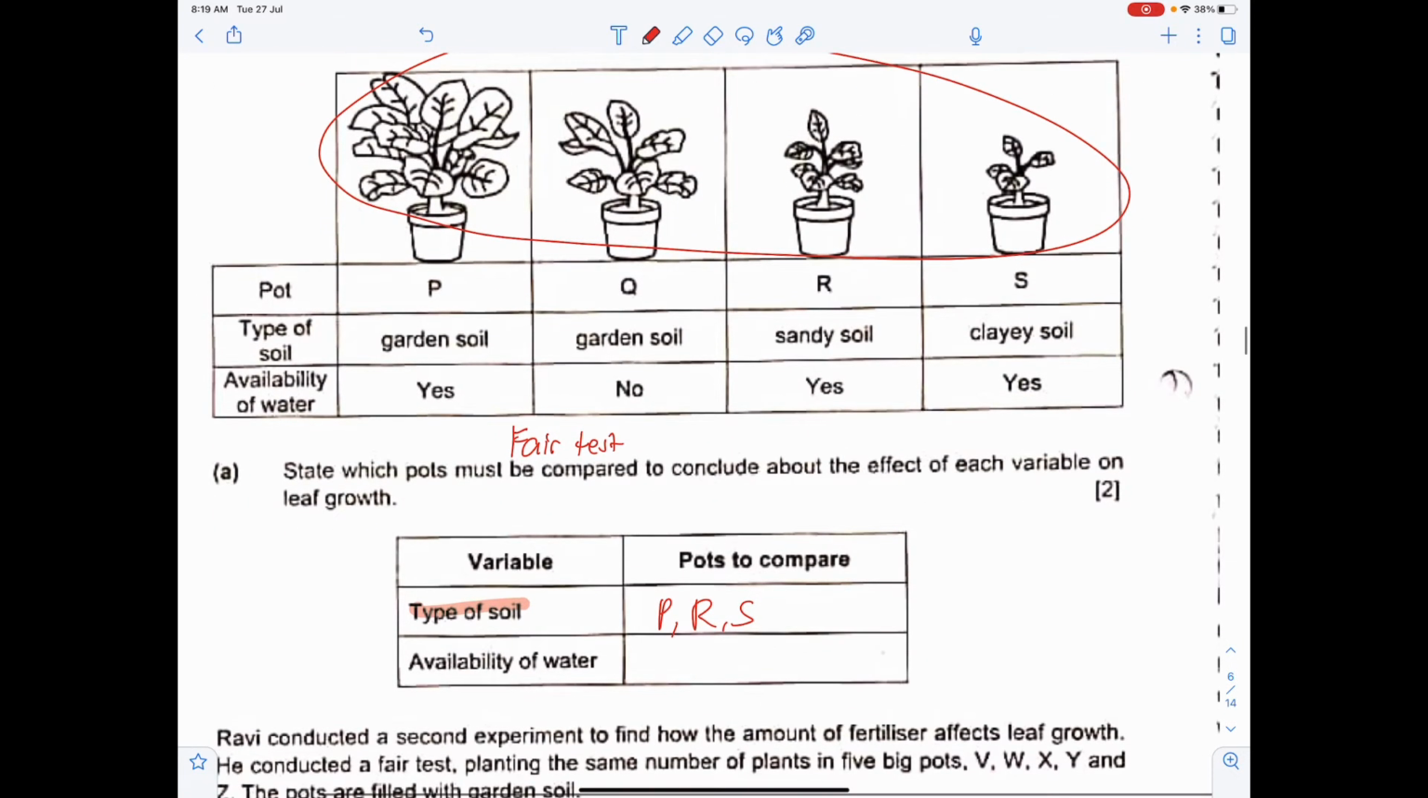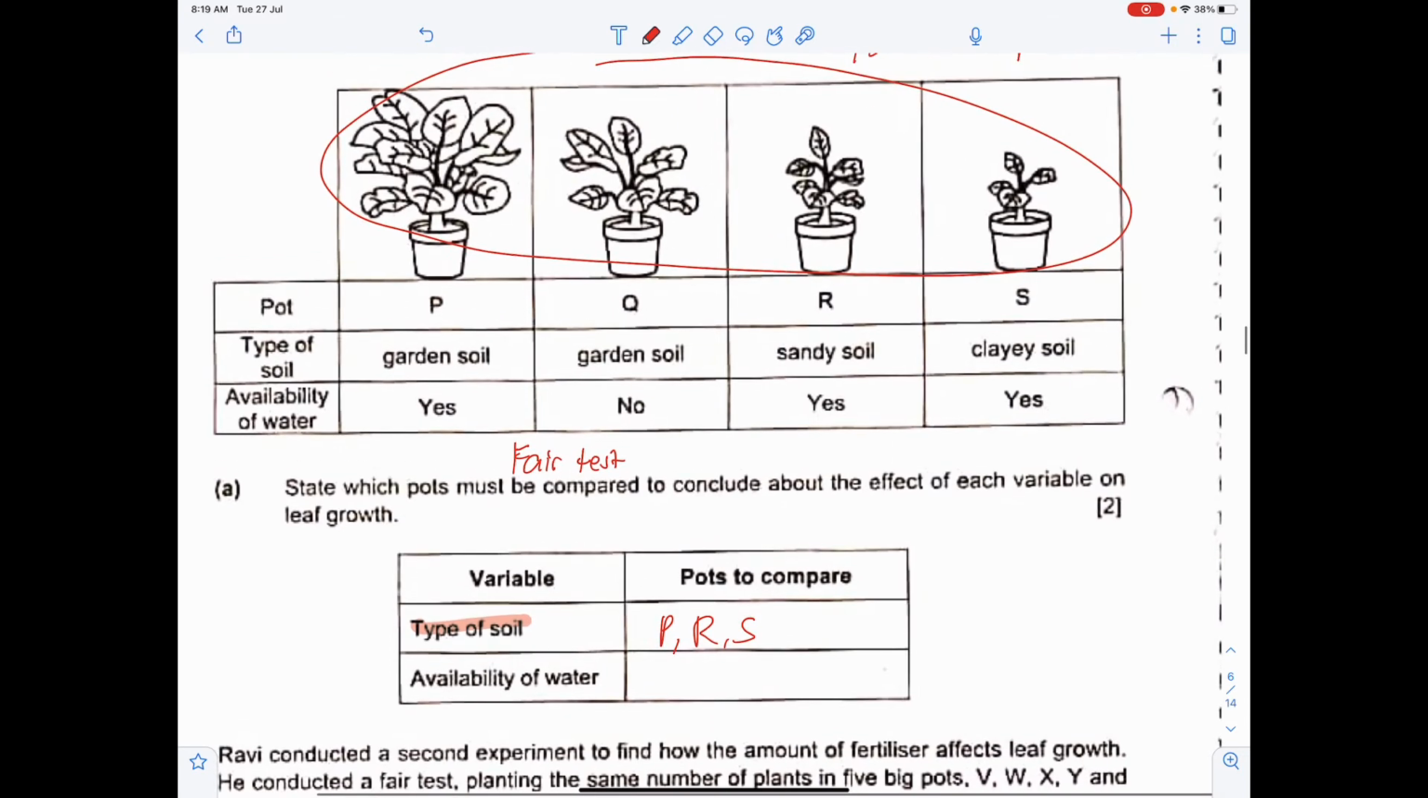The next one, availability of water. Once again, change variable can only be one. This time round is availability of water. So obviously the one with the no must be selected because the rest are all yes. So therefore, Q definitely needs to be in the answer. Then which one do you want to compare with Q? If you look at Q, remember there's only one change variable allowed, and it's water. So it has to be garden soil as well. So the answer is very straightforward, P, and nothing else.